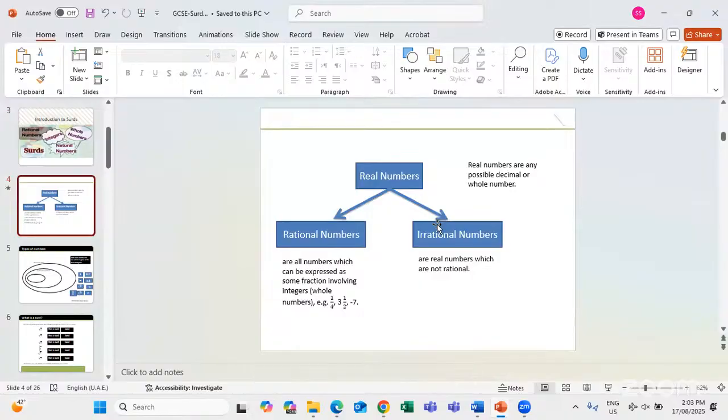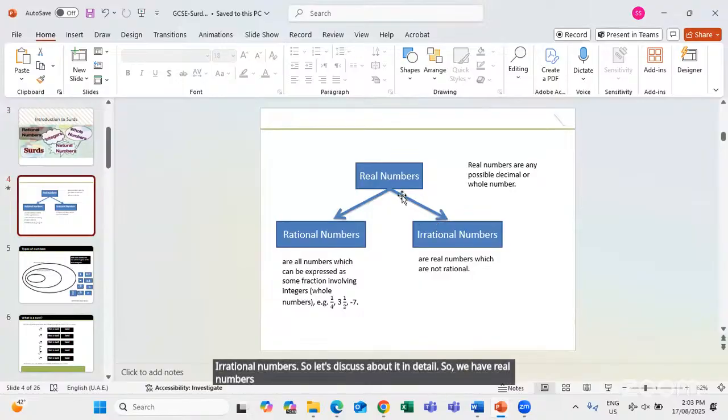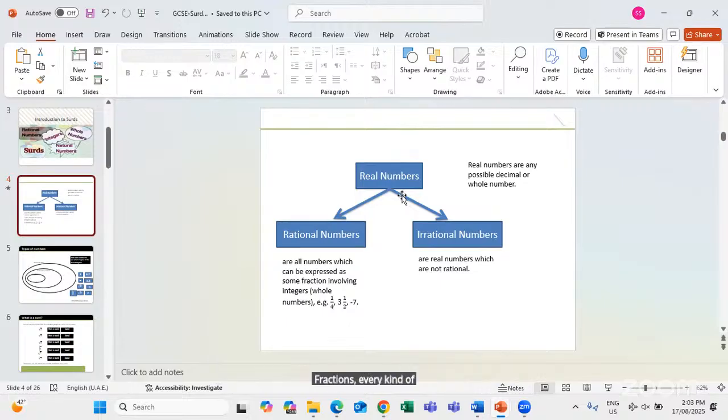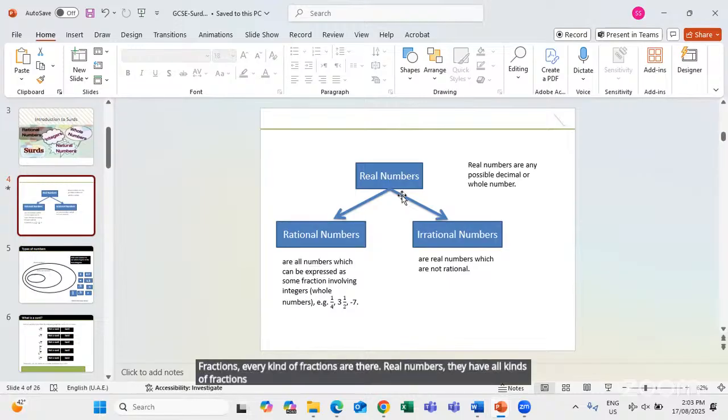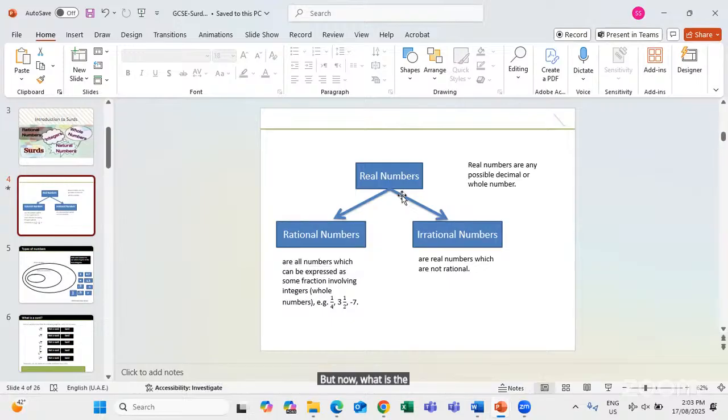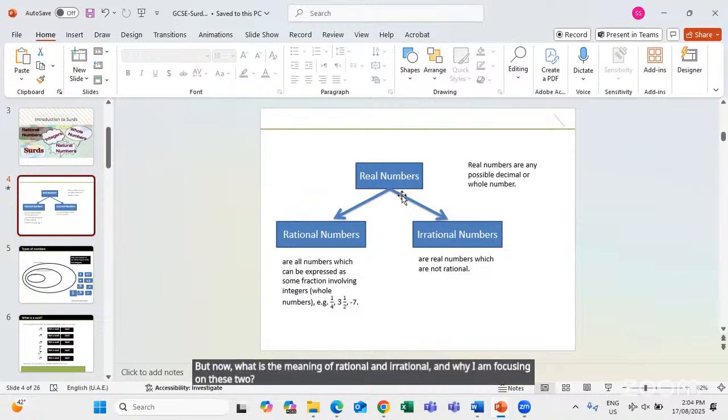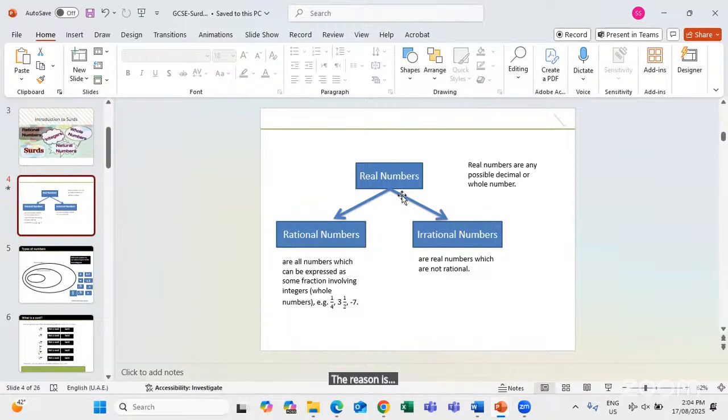So we have real numbers, and real numbers have the decimal numbers and fractions. Every kind of fractions are there. They can be rational, they can be irrational numbers also. But now, what is the meaning of rational and irrational, and why am I focusing on these two? The reason is that we have to cover the definition of surds, and surds are based on the concept of irrational numbers. So let's discuss these two in detail.